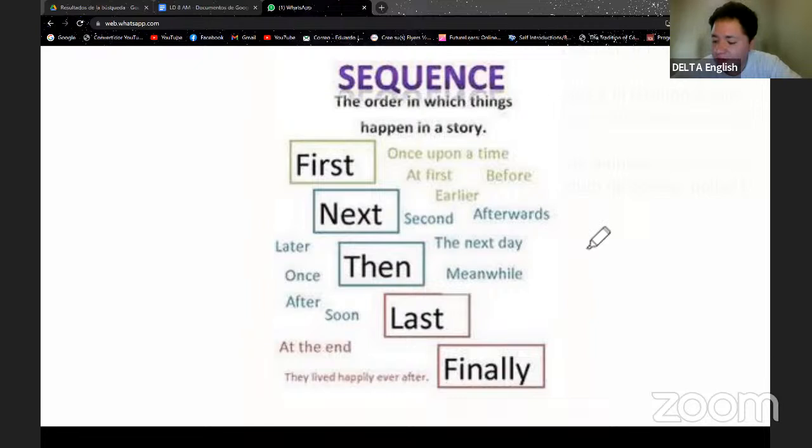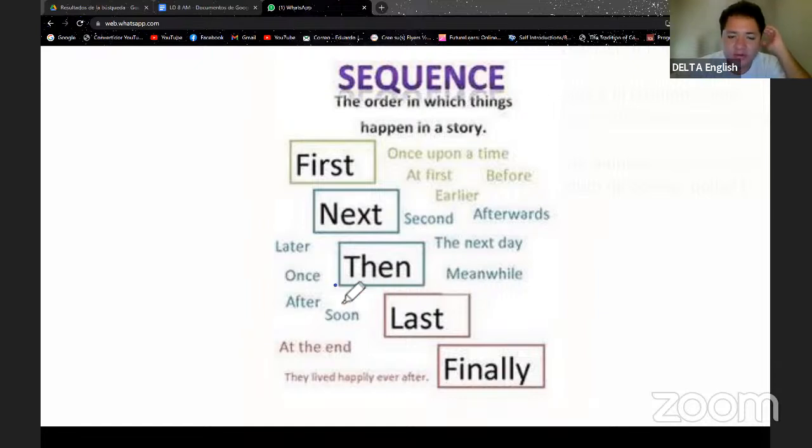What do you think is the meaning of afterwards? Después de eso. Okay, exactly. So afterwards is posteriormente. Okay, and we also have the next day. You can say the next day or the following day, the next week.